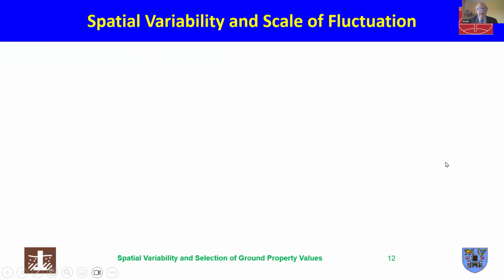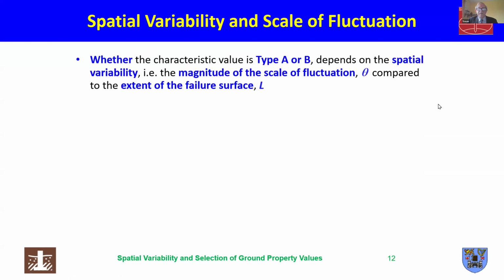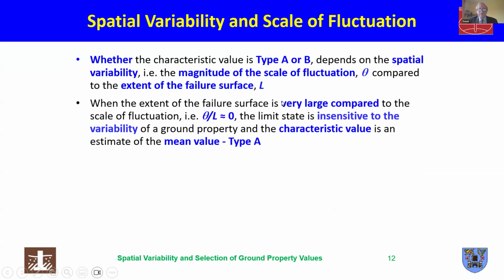Now, spatial variability has been mentioned previously, and whether the characteristic value is type A or B depends on the spatial variability. In other words, on the magnitude of the scale of fluctuation, theta, compared to the extent of the failure surface. When the extent of the failure surface is very large compared to the scale of fluctuation, in other words, when theta over L is approximately equal to 0, the limit state is insensitive to the variability of the ground property, and the characteristic value is an estimate of the mean value, type A.